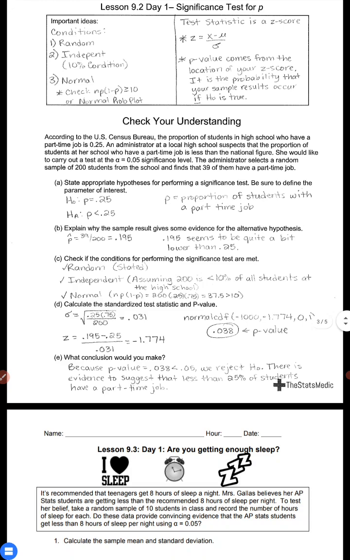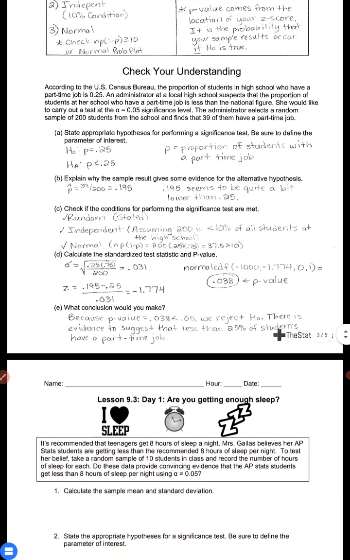Well, let's look at another example, and we'll do this one in our calculator. So let's say that according to the U.S. Census Bureau, the proportion of students in high school who have a part-time job is 25%. However, an administrator at a local high school suspects that the proportion of students at her school who have a part-time job is less than that figure. She would like to carry out a test at the alpha equals 0.05 significance level.